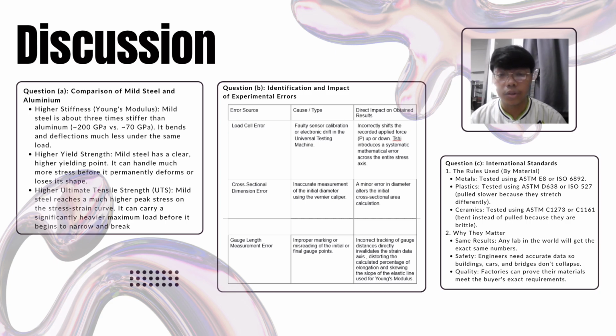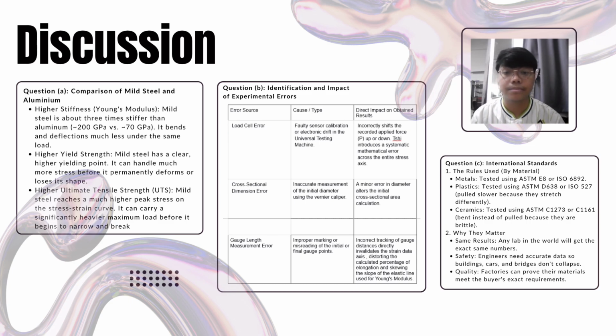These standards are critical for three major reasons. First, they ensure reproducibility, giving engineers accurate data so bridges, buildings, and cars don't collapse. And finally, they provide reliable quality control, allowing factories to prove their materials meet the exact requirements.